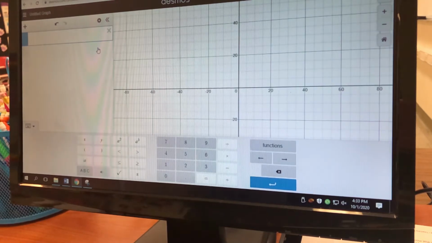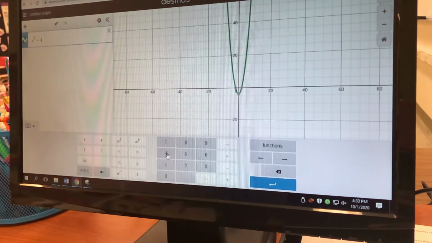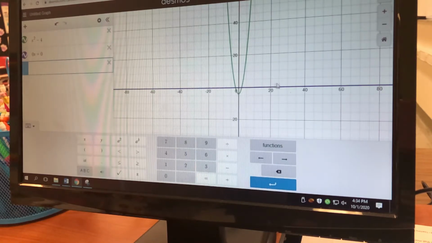Okay, so I have x squared minus 4, and then my second is just 0. Let's see how Desmos is going to do with this. 0x plus 0 maybe. Let's see if that works. Yep, it did. I graphed it. y equals 0 is the x-axis right here.